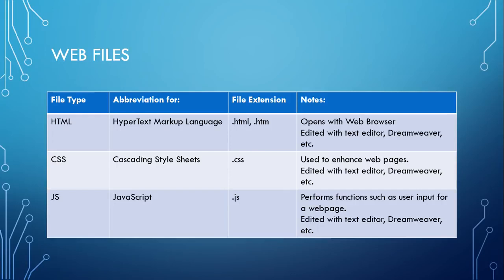We have things like HTML, which is short for Hypertext Markup Language. There's two file extensions associated typically with that, which is .html and .htm. You do not typically see .htm as much as .html, and that will open obviously with your web browser. However, you can edit HTML files with a text editor, Dreamweaver, etc. There's many different kinds of applications that can open up HTML files and edit them.